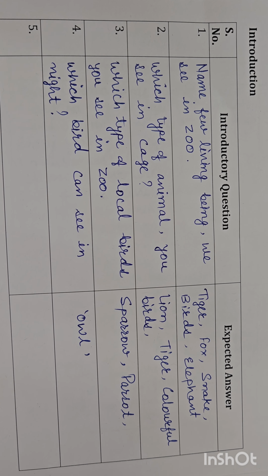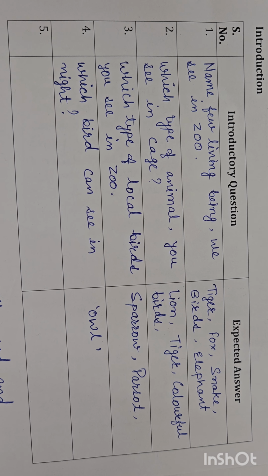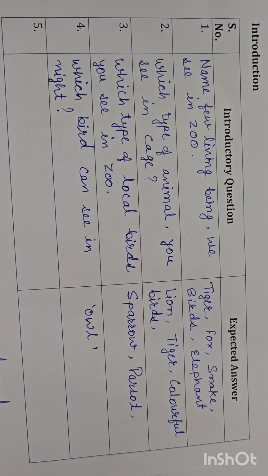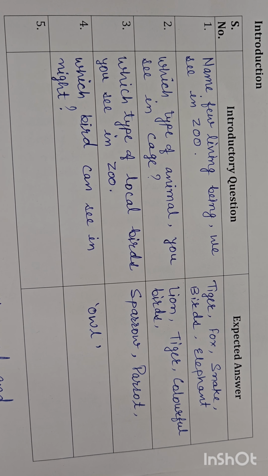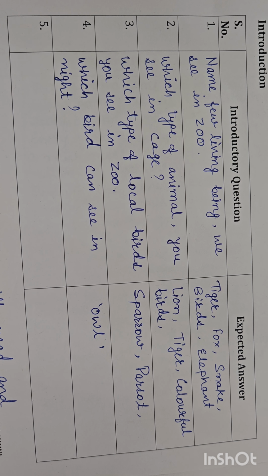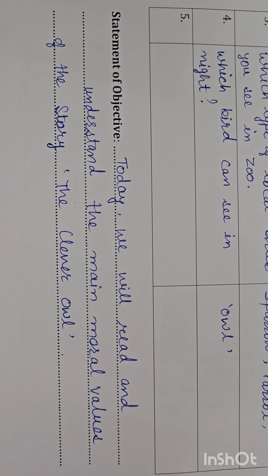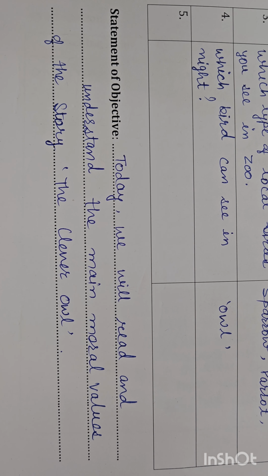Assumption, expected answer: you have to mention as per the memory level of the child. Which type of animal can you see in the cage? Which type of local birds do you see in the zoo? Which bird can you see in the night? These are the introductory questions. This is the statement of the objectives.